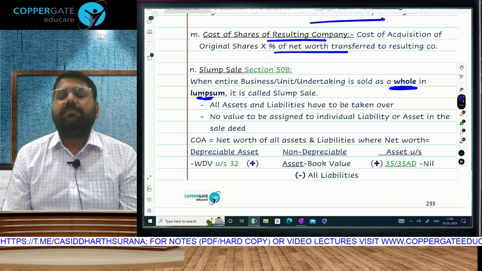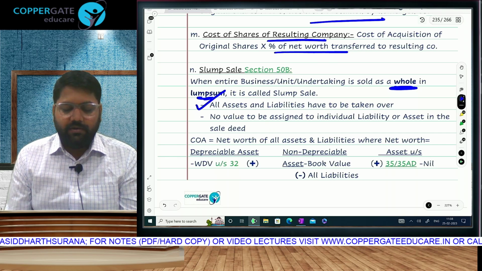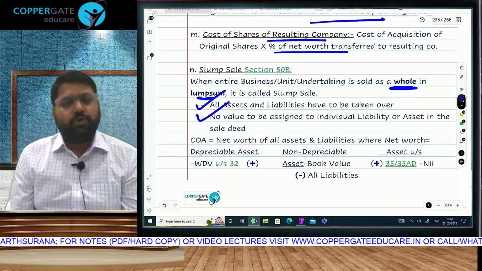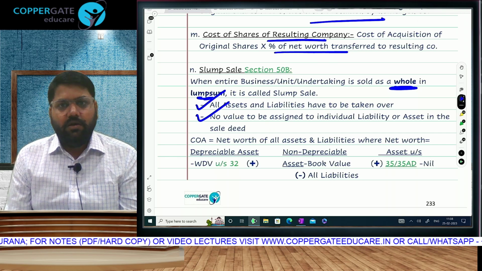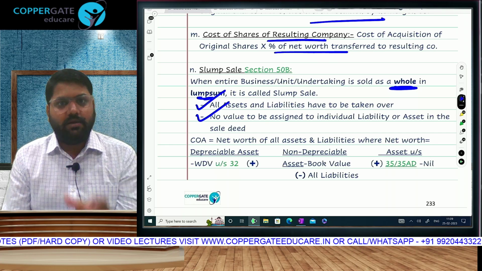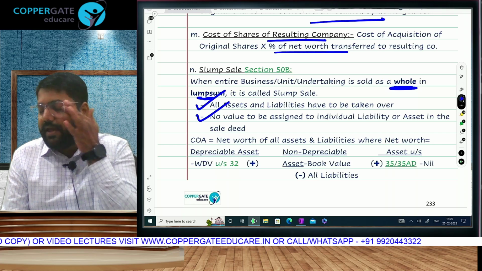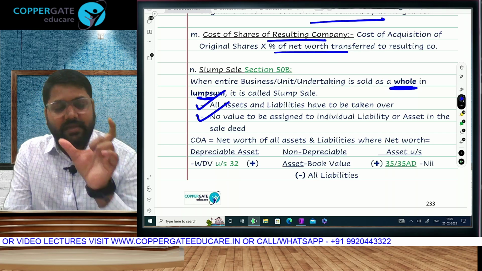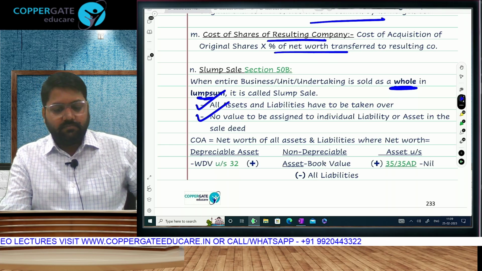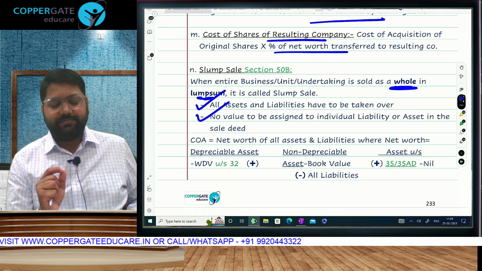A transaction will be treated as a slump sale if, first, all assets and liabilities have to be taken over. Second, no value should be assigned to any individual asset or liability. All assets and liabilities, and there has to be one total selling price, to decide that it is a slump sale. In that, when we take selling price, there is one amount which we are receiving, because we don't have a breakup of individual assets.